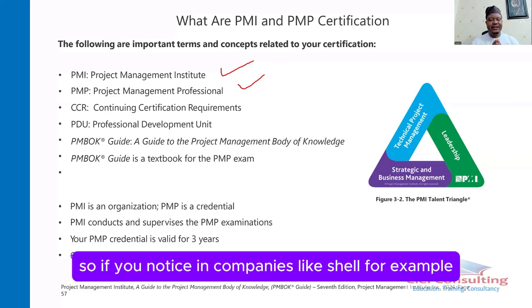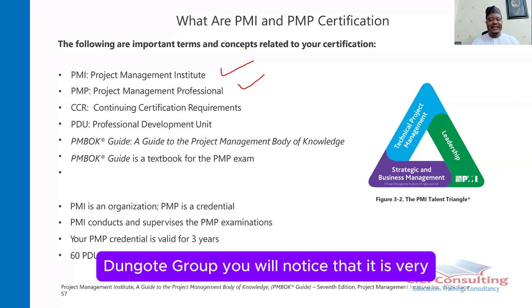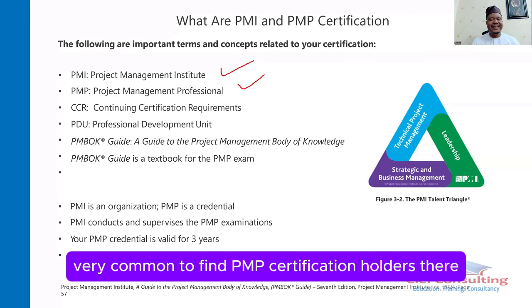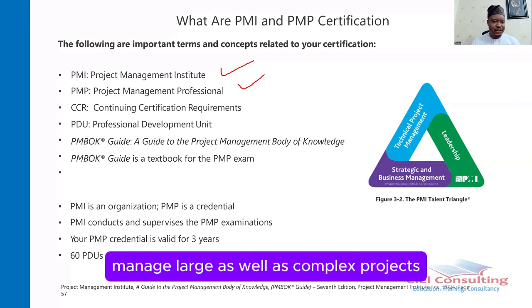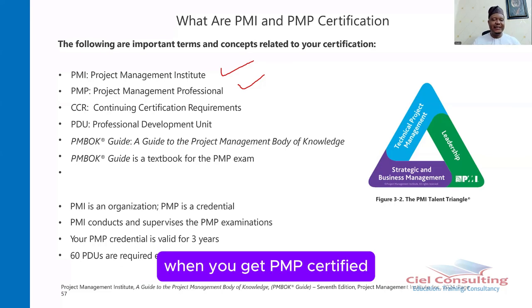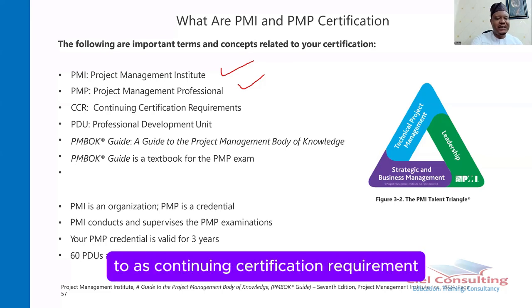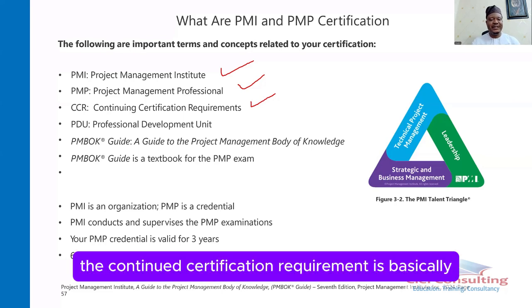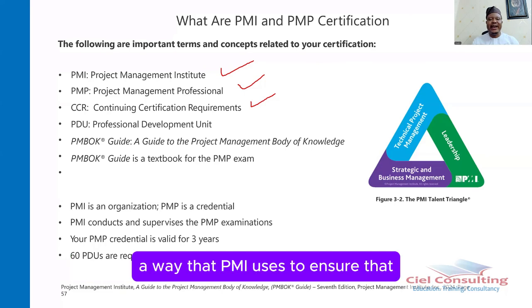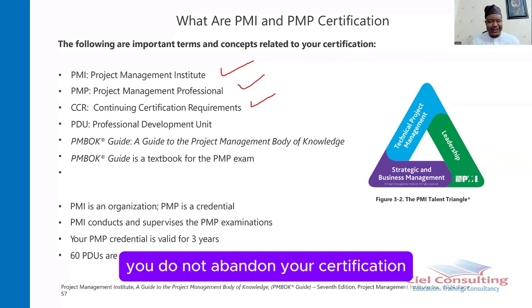So if you notice in companies like Shell, for example, Dangote Group, you will notice that it is very common to find PMP certification holders there, because that's one key thing that demonstrates that they have the skills to manage large as well as complex projects. When you get PMP certified, there's now what we refer to as continuing certification requirement, also known as the CCR. The continuing certification requirement is basically a way that PMI uses to ensure that you do not abandon your certification.